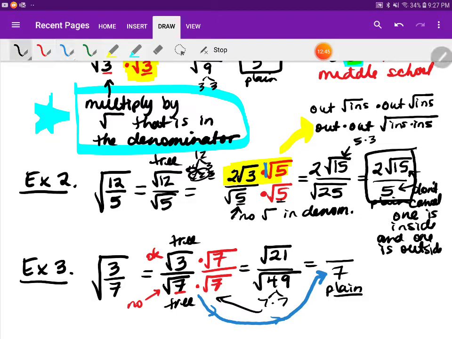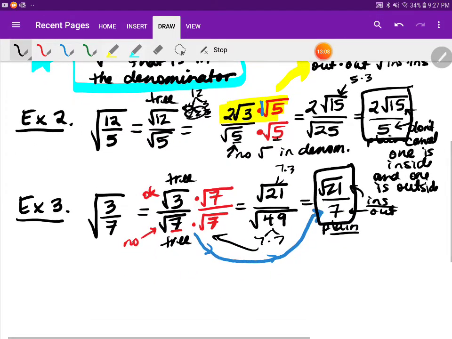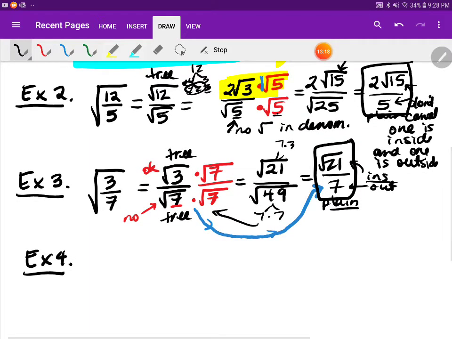And then the 21, tree, 7 and 3, nobody comes out, square root of 21. And then 21 and 7 have something in common, but this one is inside, this one's outside, so they don't reduce. That's your answer. So this is called multiplying by the square root of the bottom, or it's also called rationalizing the denominator.